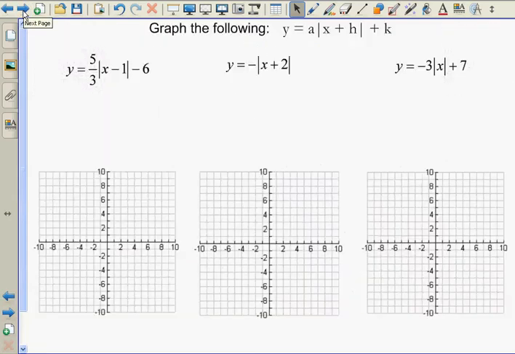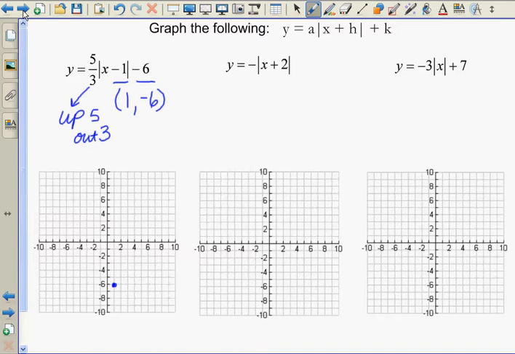So let's do a little bit of practice with that. Here's our same equation that we were just working with. We have already talked about the turning point being (1, -6), changing the sign on that h value. So I'll go ahead and plot that, (1, -6). There we go. And we talked about that the a value is positive, so we know we're going to open up, and we're going to go up 5, out 3, in both directions from our point.